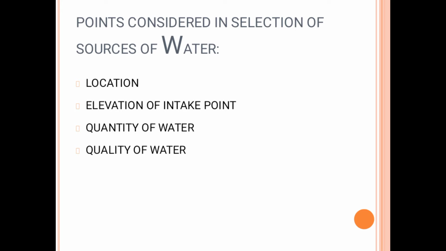First of all, sources of water. What are the points considered in selection of sources of water? Location, elevation of intake point, quantity of water, quality of water. These are the points mainly considered while selecting the sources of water.